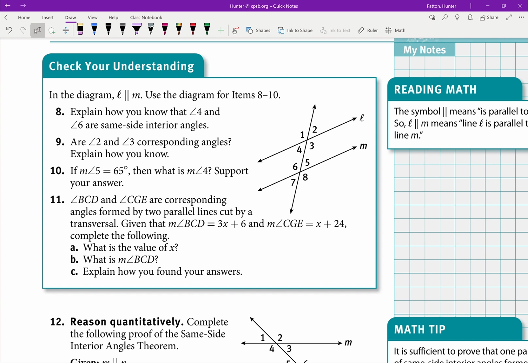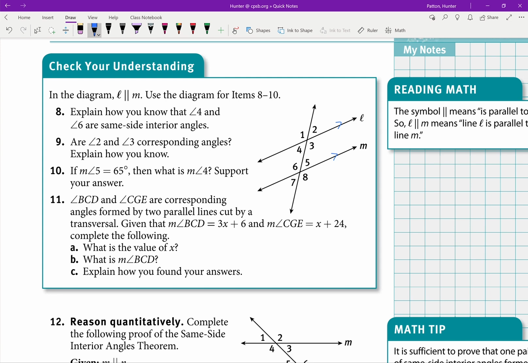Alright, and we're back. In the diagram, line L is parallel to line M. So what I'm going to do is I'm going to go ahead and just put these little arrows right here showing that. Use the diagram for items 8 through 10. Alright, number 8. Explain how you know that angle 4 and angle 6 are same side interior angles. So, angle 4 and angle 6.